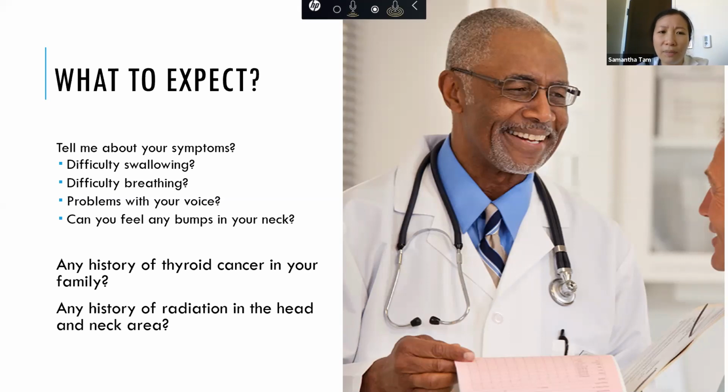And then, depending on the specific situation, if there's a suspicion for thyroid cancer, then we ask about whether or not you have any thyroid cancer that runs in the family, because we know that there are some variants of thyroid cancer that can run in the family, and whether or not you've had any radiation in the head or neck area, any exposure to radiation in that area. And that might be radiation that you had years ago for lymphoma in that area, or for example, when you're getting radiation for breast cancer, there may be some radiation spread to that area as well.